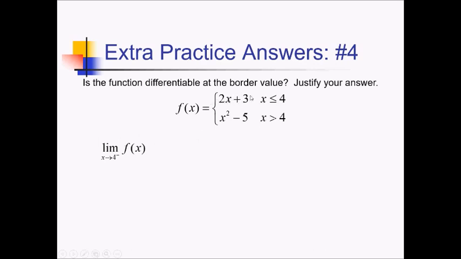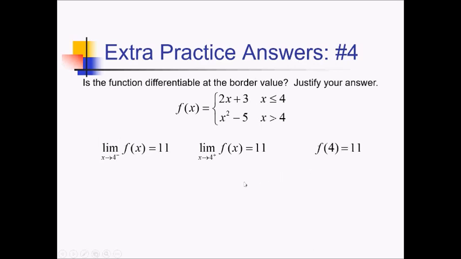So 2 times 4 plus 3, that's 8 plus 3, or 11. Next, for the right side limit at 4, we're using the after 4 rule. So that's going to be 4 squared, so 16, minus 5 gives us 11 as well. And then the function value, which we have to mention, f of 4, that's going to just use this first rule again, so that again gives us 11.